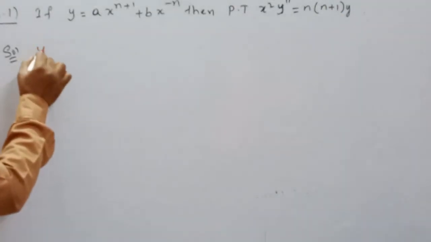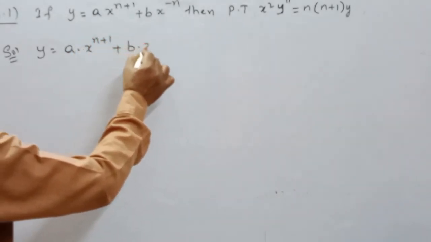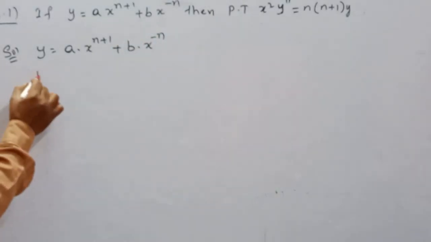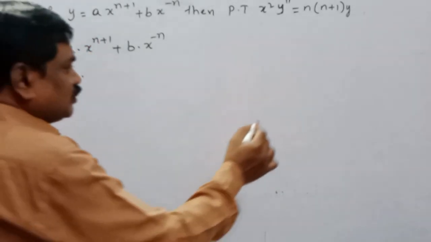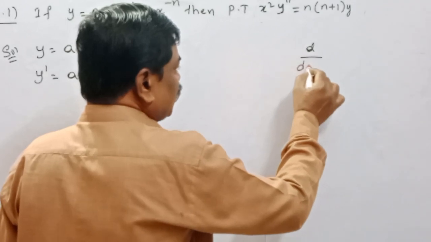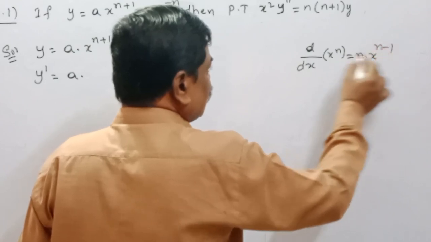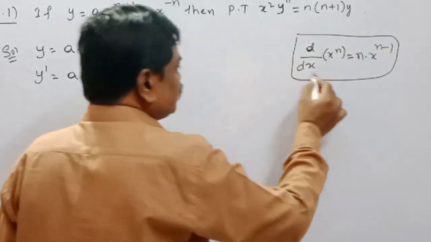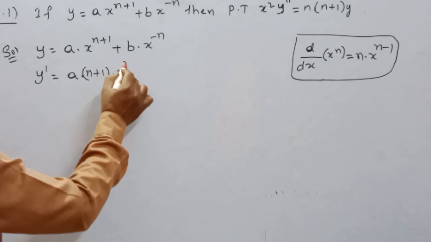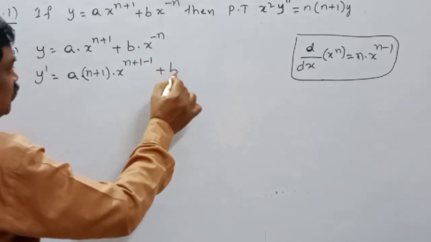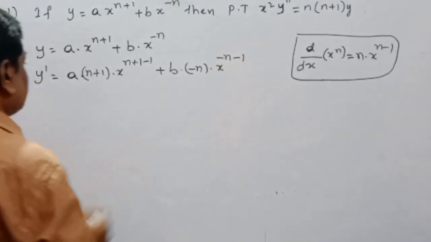So you take y is equal to a into x power n plus 1 plus b into x power minus n. For the first derivative, generally the derivative of x power n with respect to x is n into x power n minus 1. By using this formula, you see this derivative is n plus 1 into x power n plus 1 minus 1, plus b into the derivative, minus n into x power minus n minus 1.